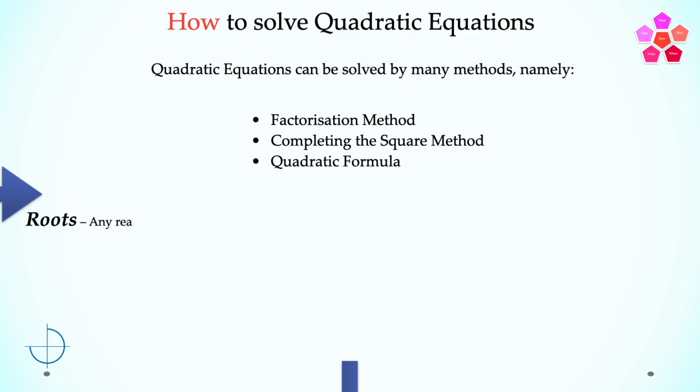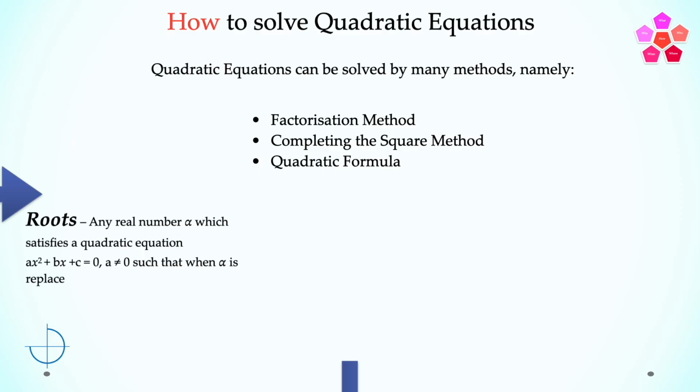Roots. Any real number alpha which satisfies a quadratic equation ax squared plus bx plus c is equal to 0, where a is not equal to 0, such that when x is replaced with alpha it satisfies the equation a alpha squared plus b alpha plus c is equal to 0, is called its root. In essence, we are just replacing x with alpha, and that is actually satisfying the equation.